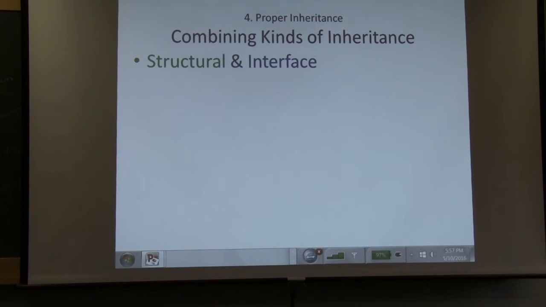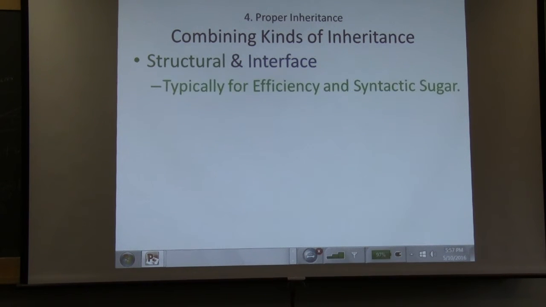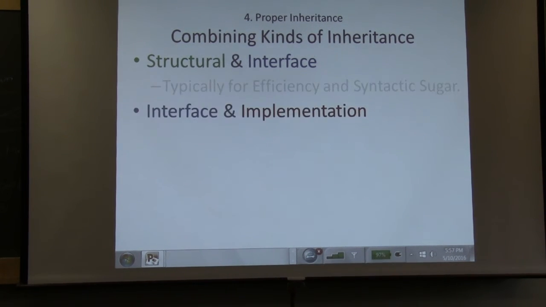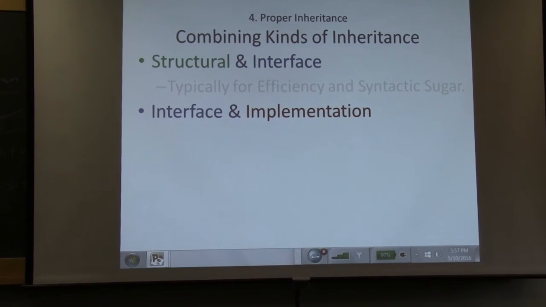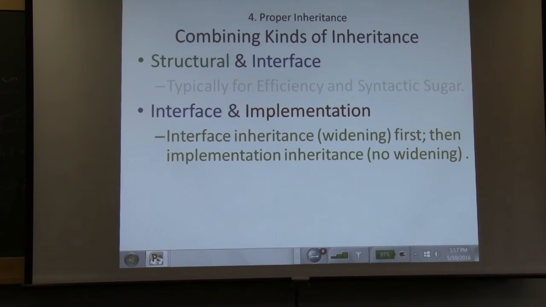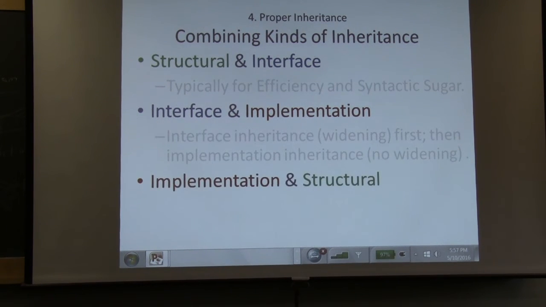So, combining kinds of inheritance: structural and interface. Sometimes we put a little syntactic sugar in a protocol just to make it a little bit easier to use. And that's fine. Sugar, it's efficiency. The next one is interface and implementation. Well, you can't really have implementation inheritance without interface inheritance. You first want to widen the interface, and only then after that you implement it. The third one is implementation and structural.